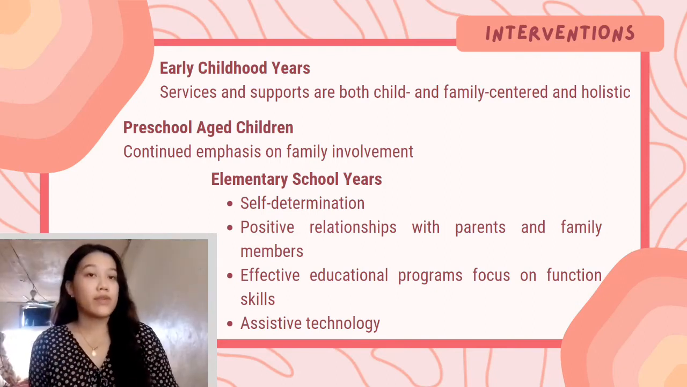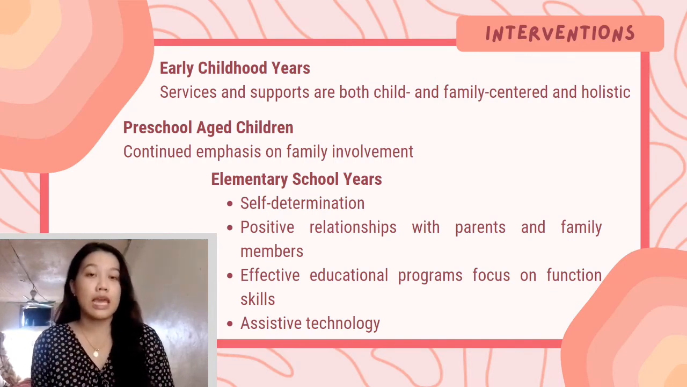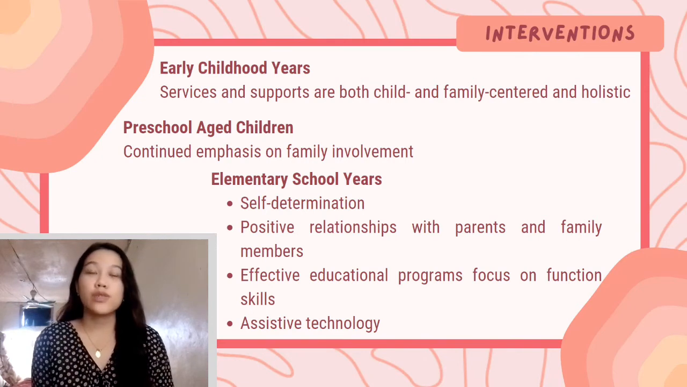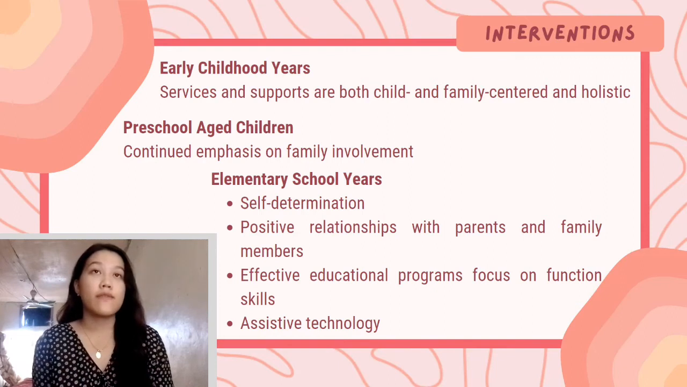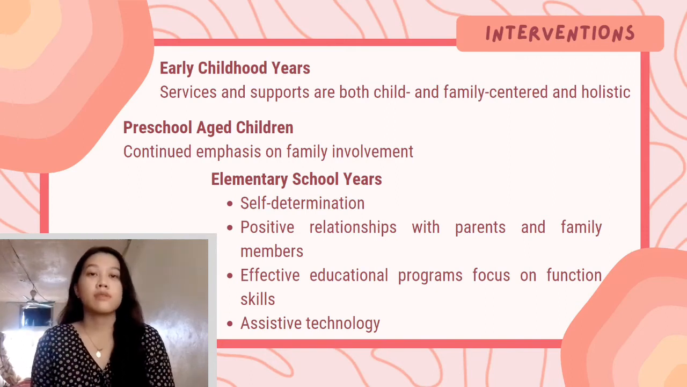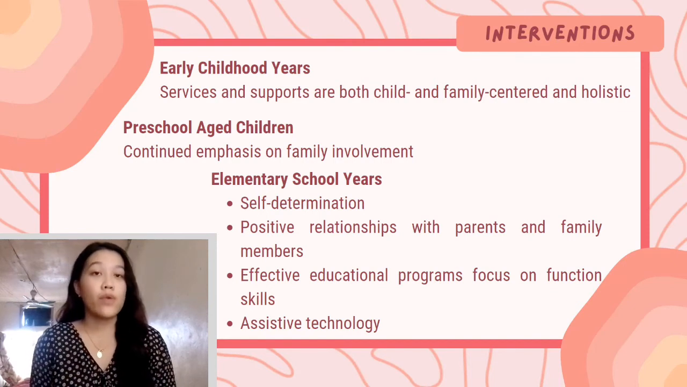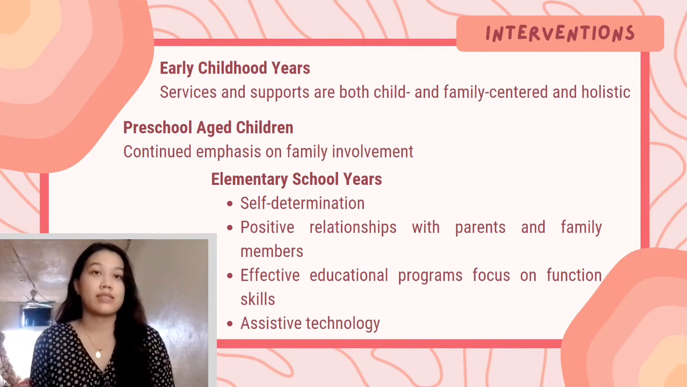During elementary school years, a child's independence level both in the community and at home must be enhanced. So, this is self-determination. There must also be positive relationships with parents and family members. Effective educational programs focus on functional skills. And lastly, assistive technology. Assistive technology is used to increase, maintain, or improve the functional capabilities of students with multiple disabilities.